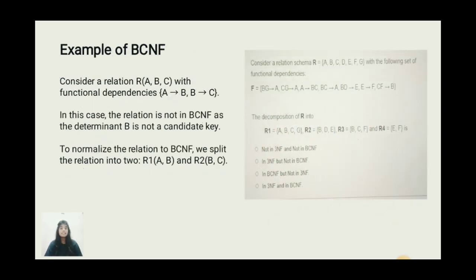Example of BCNF. Consider a relation R(A, B, C) with functional dependencies A to B and B to C. In this case the relation is not in BCNF as the determinant B is not a candidate key. To normalize the relation to BCNF, we split the relation into two: R1(A, B) and R2(B, C).